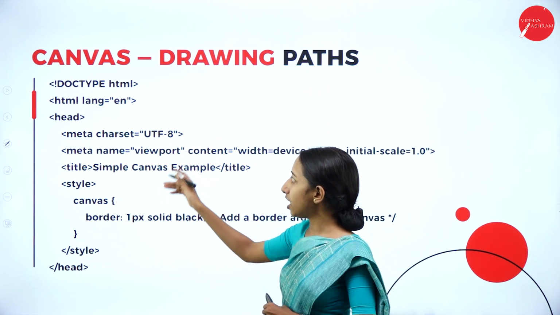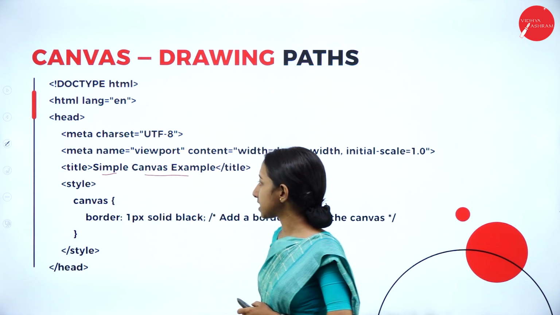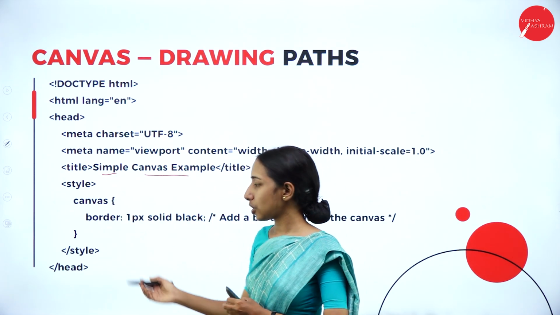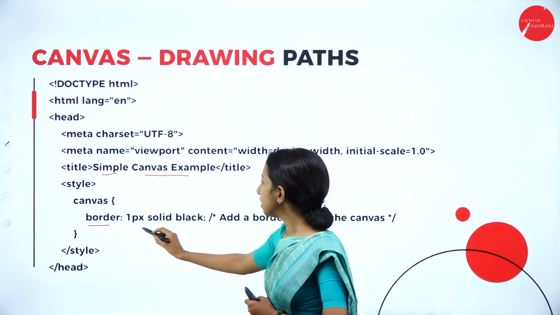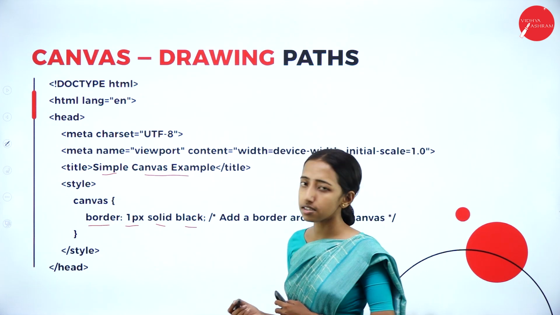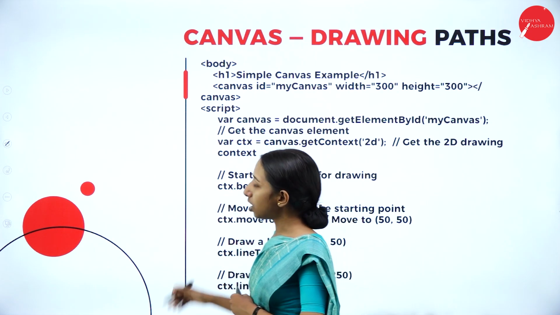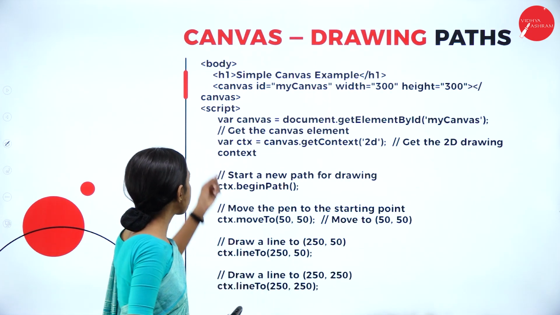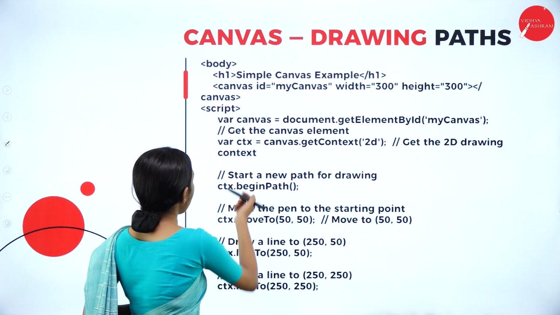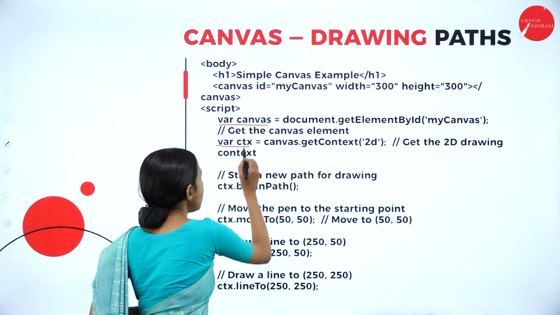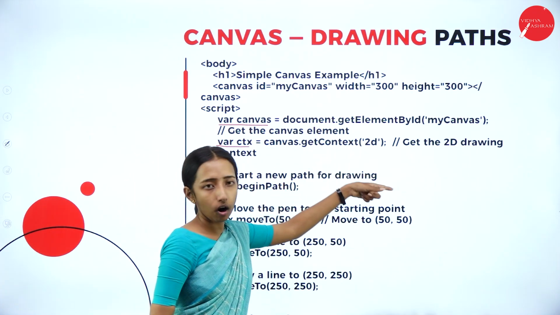Again, here we have the full HTML code. The title is Simple Canvas Example. And here I have a style tag; if you are using a style tag, it is internal CSS, and I have given a border of 1px solid black. This is just an additional thing we are adding to style the canvas. Here you can see the path begins from the canvas ID. Again I have given the canvas ID, and again var canvas and var ctx, two variables, getting the element by ID and getting the context 2D.